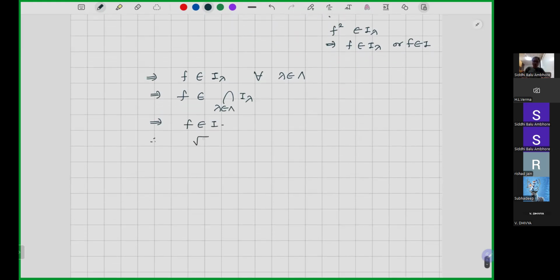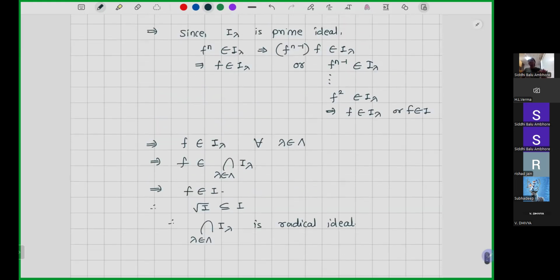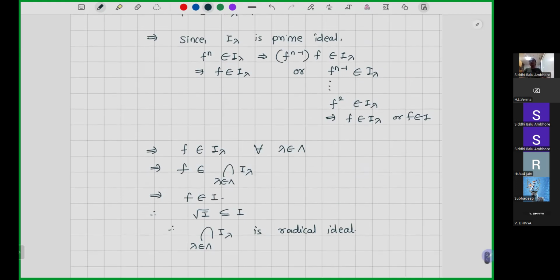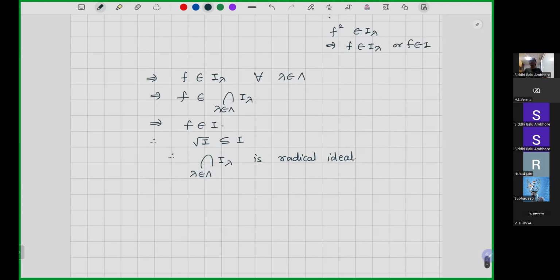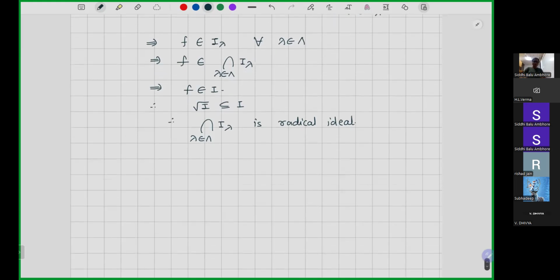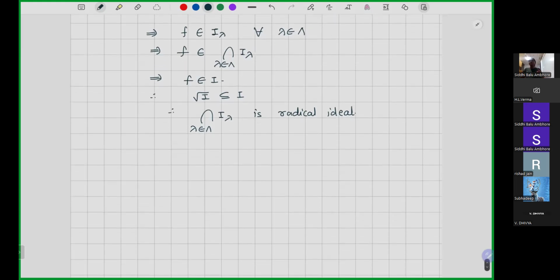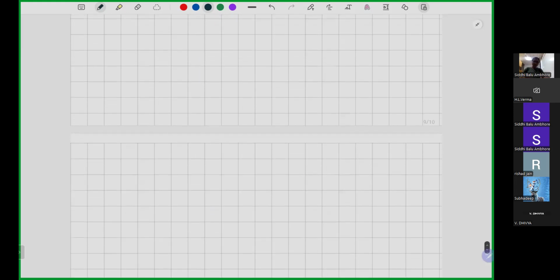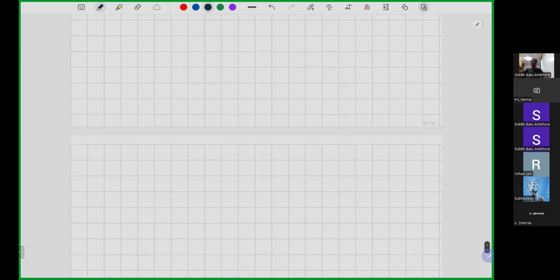So therefore, the radical of I is indeed contained in I, and therefore this I, which was the intersection of I lambda, lambda belongs to capital lambda, is a radical ideal. Is it okay? Okay. So good. So just a second. Great. Any doubts, please let me know. If not, then I will move to the next question.